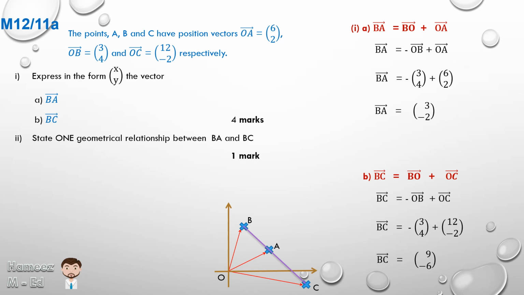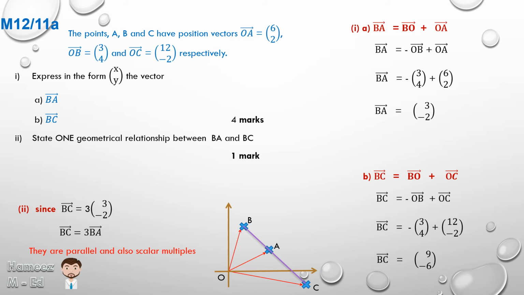Part 2, state one geometrical relationship between BA and BC. Well, if we look at BC and we factorize 3 outwards, then we get BC is equal to 3 brackets (1, -2)... Sorry, 3 brackets (3, -2). And what is (3, -2)? BA. So BC is equal to 3 BA. So one geometrical relationship we can say is that they are parallel to each other. And if they needed a second one, we can say they're a scalar multiple of each other as well.